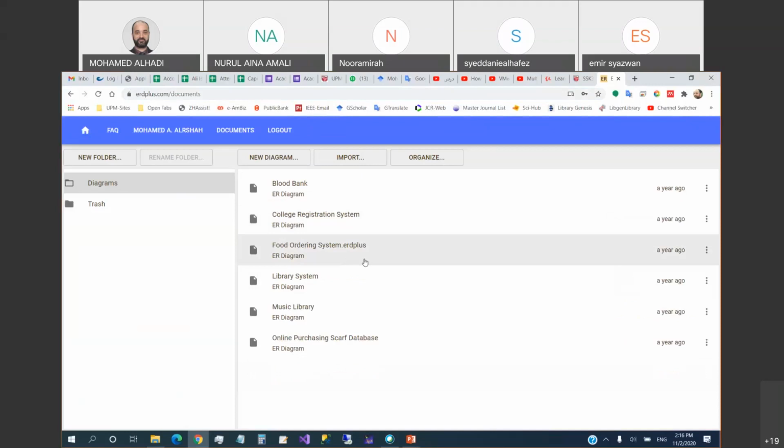repeated. Then we have something called college registration system, and we had something called food ordering system, and we had library system, music library, and also online purchasing scarf database. So we had 1, 2, 3, 4, 5, 6 groups.